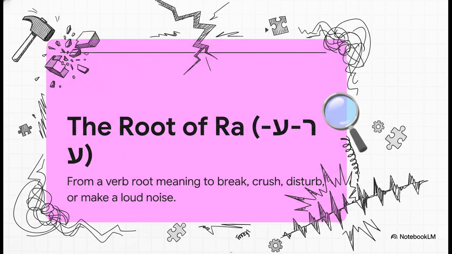So what does ra actually mean then? Well, the verb it comes from gives us our first huge clue. It's all about active disruption. Think about breaking something, crushing it, or a loud jarring noise that just shatters the peace. The core idea here is disturbance, chaos, disorder, the complete opposite of calm, stable harmony. And see, there's that breaking idea again. But in Hebrew, this concept is way broader.